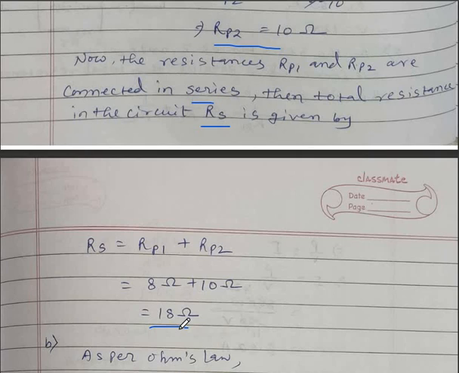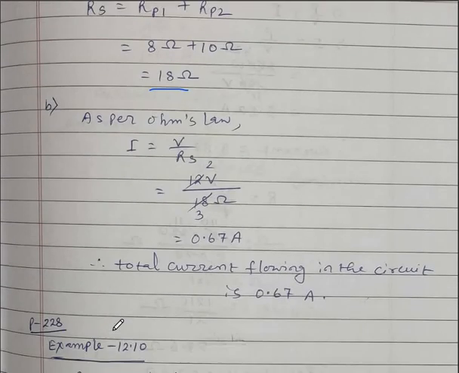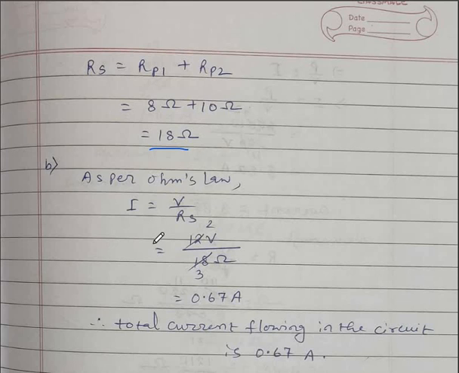Now the second question, to get the total current in the circuit. Part B, as per Ohm's law, we know the formula I is equal to V by R. But here R is the total resistance, that is RS. So V is 12 volt, RS is 18 ohm. By 6 you can cancel it, it will be 2 by 3. Let us divide this, you will get 0.67 ampere. Therefore total current flowing in the circuit is 0.67 ampere.